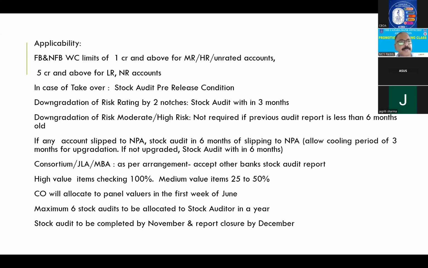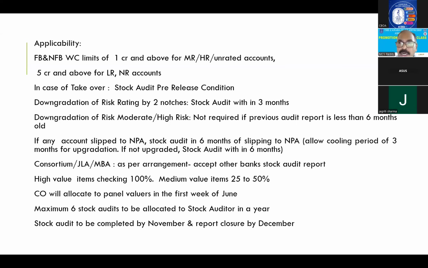Next, downgradation of risk rating by 2 notches, stock audit within 3 months. And next one, if any account slips to NPA, stock audit within 6 months of slipping to NPA, because we have to allow a cooling period of 3 months for upgradation. If it is not upgraded in 3 months, then maximum within 6 months from date of NPA, you have to complete this stock audit exercise. If it is a consortium or JLA, we will go with other banks.